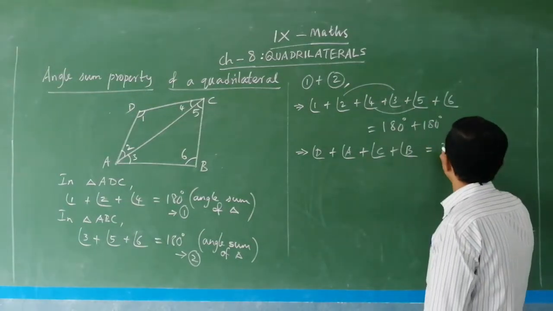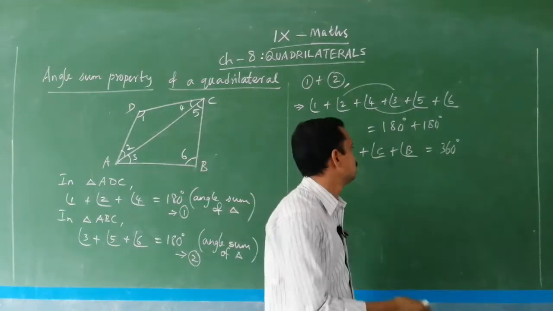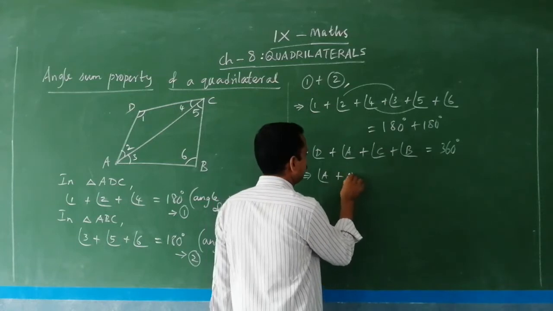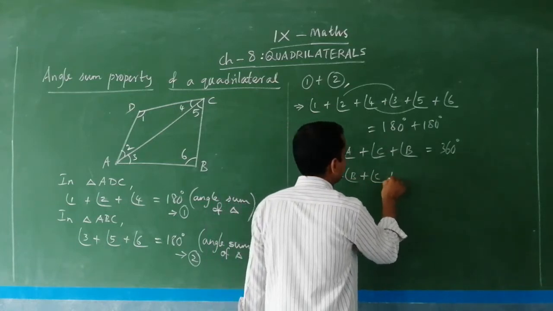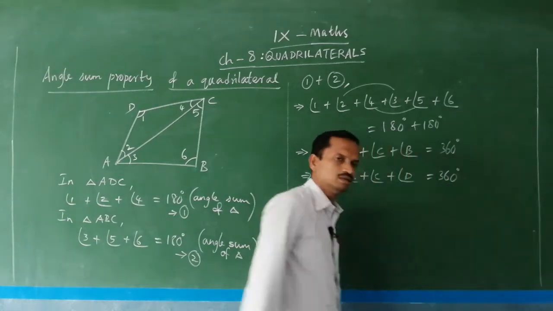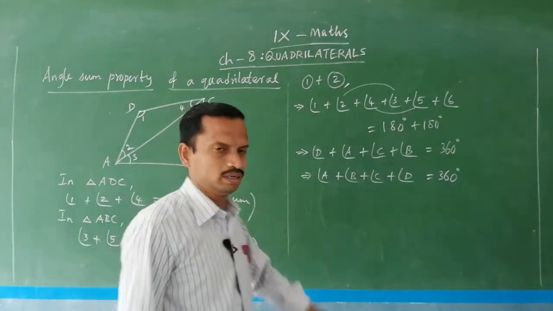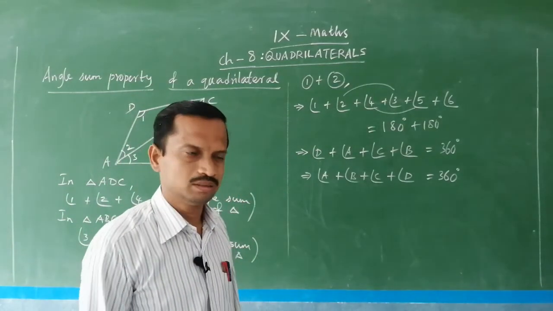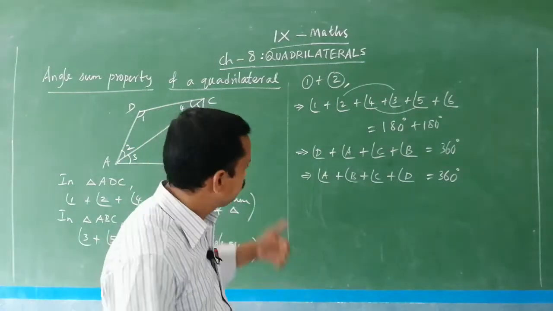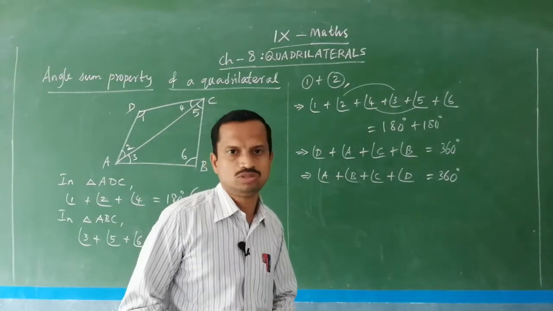That is 360 degree. And you see now you can write in alphabetical order, that is angle A plus angle B plus angle C plus angle D is nothing but 360 degree. So, like that we can find the angle sum of a quadrilateral. This is called angle sum property of a quadrilateral. Angle sum of a triangle is 180 degree. By using that, we are finding that angle sum of a quadrilateral is 360 degree.